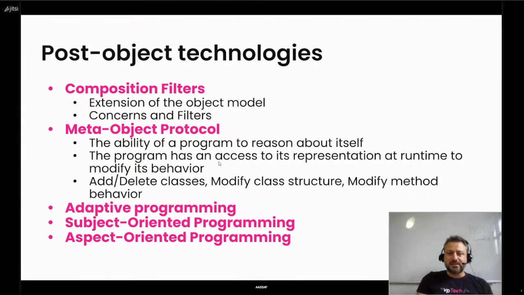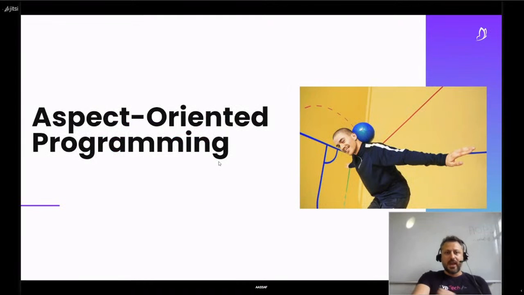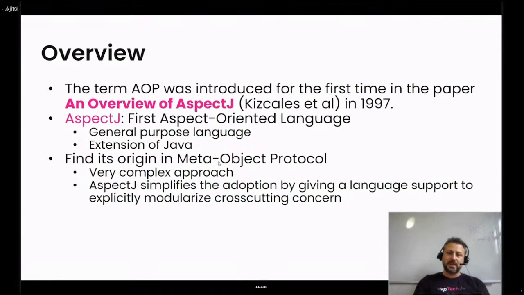We have also adaptive programming, subject-oriented programming, and at the end, aspect-oriented programming. So the goal today is not to compare and present all of these technologies, but in fact to see how aspect-oriented programming achieves the separation of cross-cutting concerns. Aspect-oriented programming: this term appeared for the first time in a paper called An Overview of AspectJ by Kiczales and others, in 1997. AspectJ was the first aspect-oriented language.